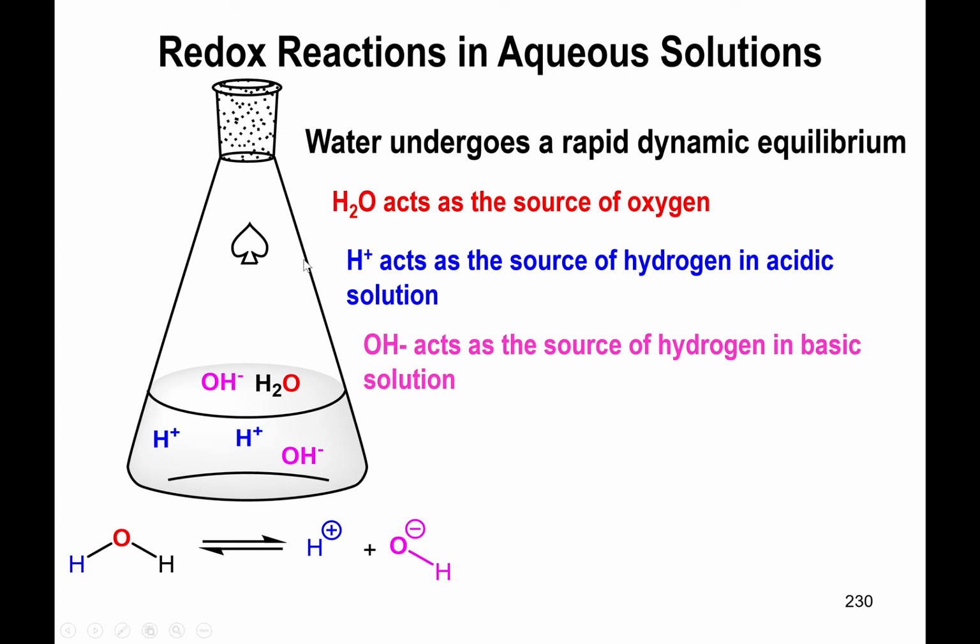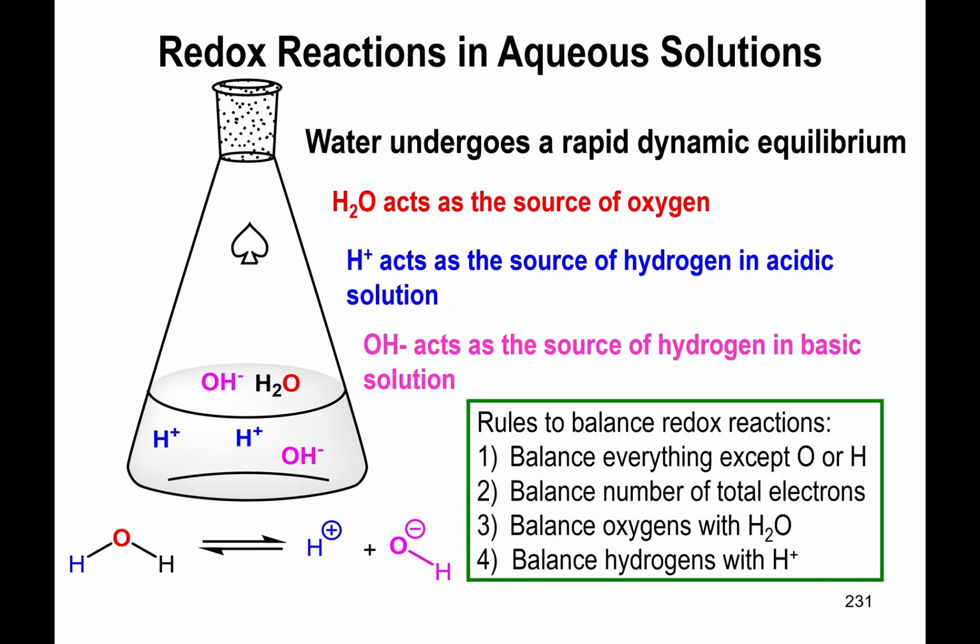And water has a few partners that need to be mentioned, specifically hydronium, or H plus, and hydroxide. These are the direct products of water auto-ionizing. And any of these three species, water, hydronium, and hydroxide, can actually play a role in the course of a redox reaction. So this makes the balancing of redox reactions a little bit more intricate.